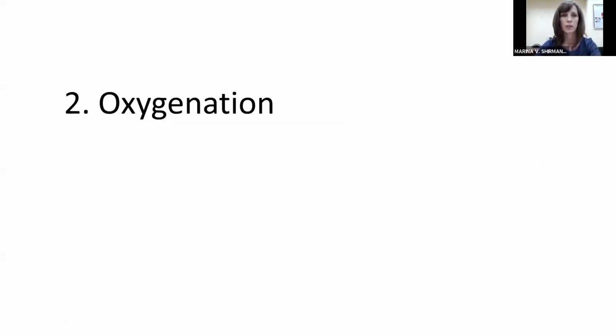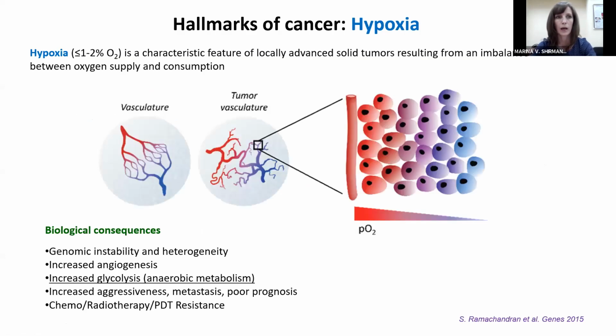The next point of the talk is oxygenation. Hypoxia is another hallmark of cancer. Hypoxia is a feature of locally advanced solid tumors resulting from an imbalance between oxygen supply and oxygen consumption. Hypoxia has a few very important biological consequences for the tumors, because it supports genomic instability and heterogeneity. It increases angiogenesis, it increases glycolysis and anaerobic metabolism.